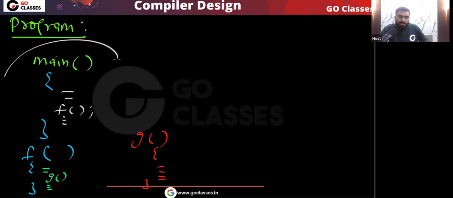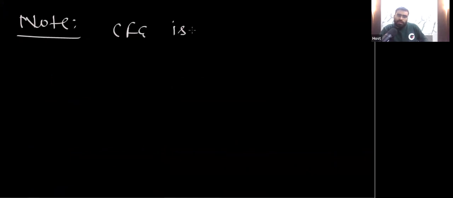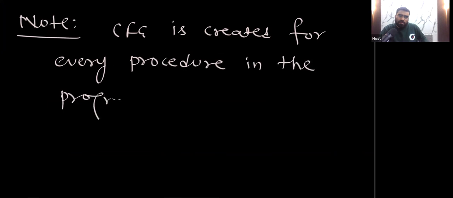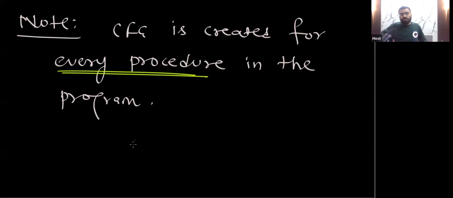This control flow graph is created for every procedure. Let me write this note here: the control flow graph is created for every procedure in the program. Is this clear?